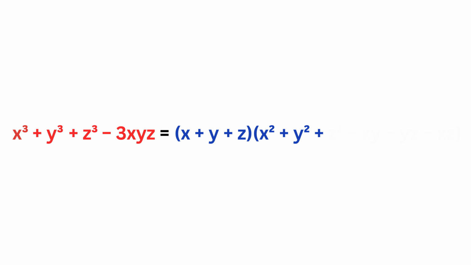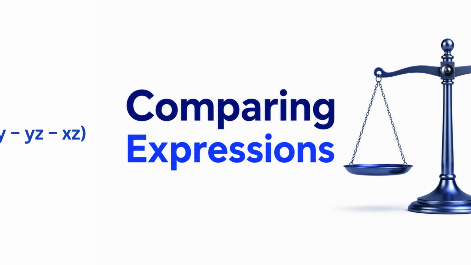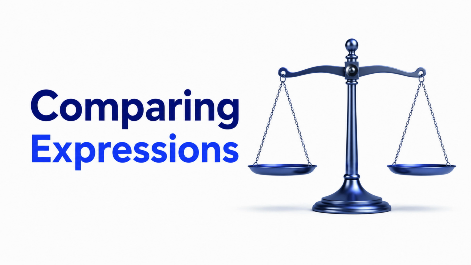We'll also discover the special identity: x³ + y³ + z³ − 3xyz = (x + y + z)(x² + y² + z² − xy − yz − xz). Finally, identities help us compare expressions as well.